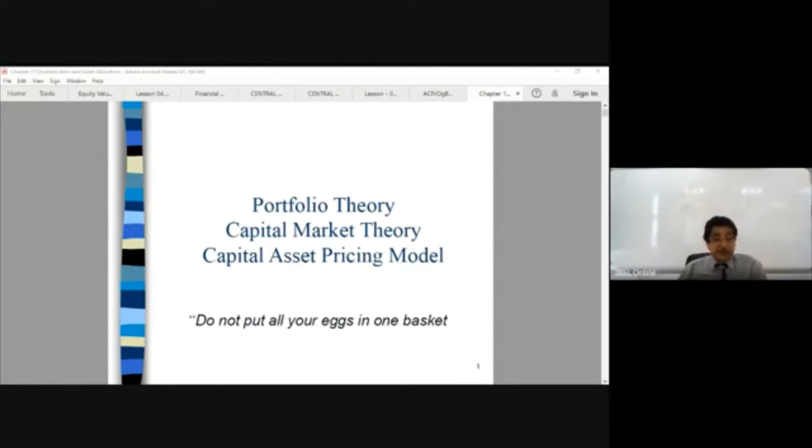When we do that, you get a straight line. That straight line is known as the security market line. So there, the security market line is a relationship between the beta and its equilibrium return when you talk in terms of stocks.